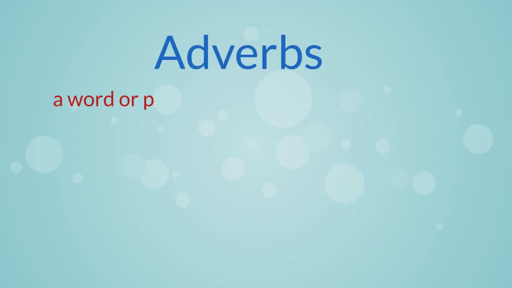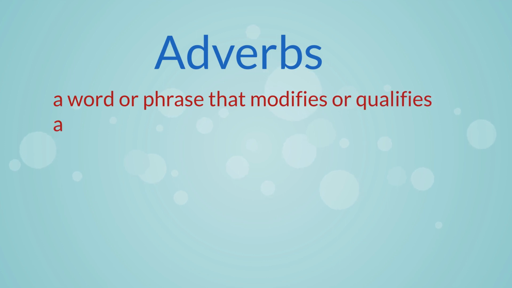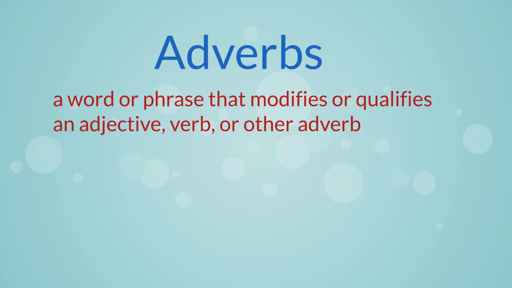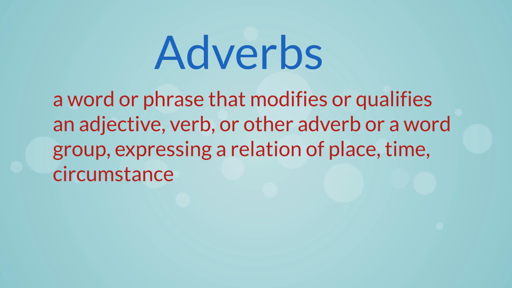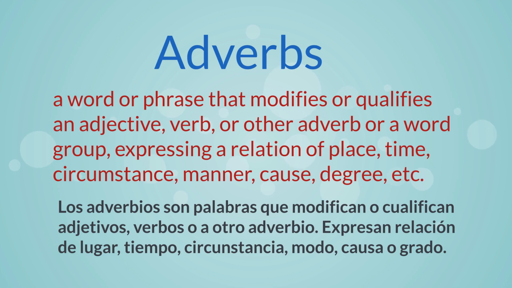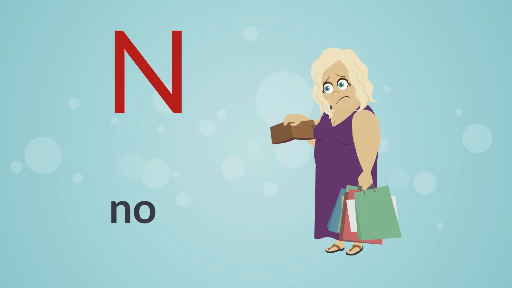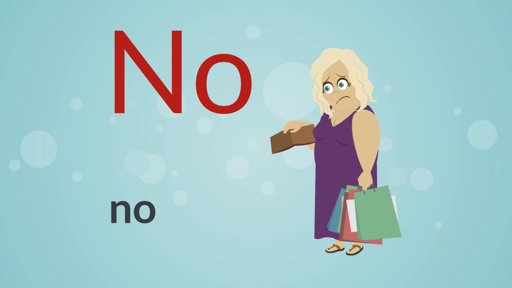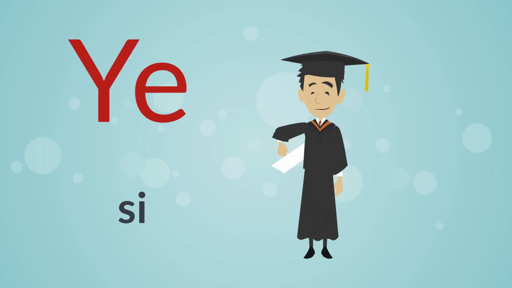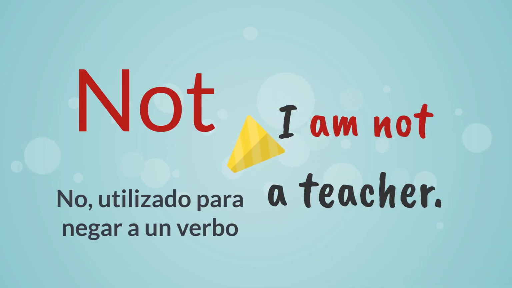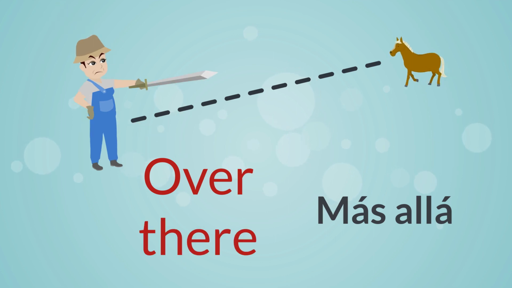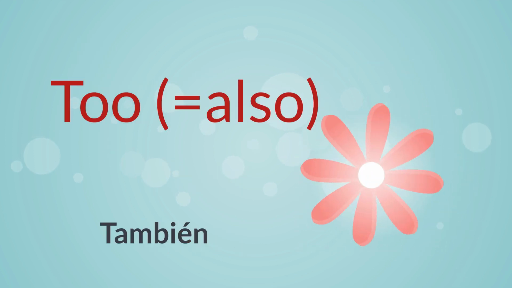An adverb is a word or phrase that modifies or qualifies an adjective, verb, or other adverb or a word group, expressing a relation of place, time, circumstance, manner, cause, degree, etc. No. Yes. Not. Over there. Too. Also.